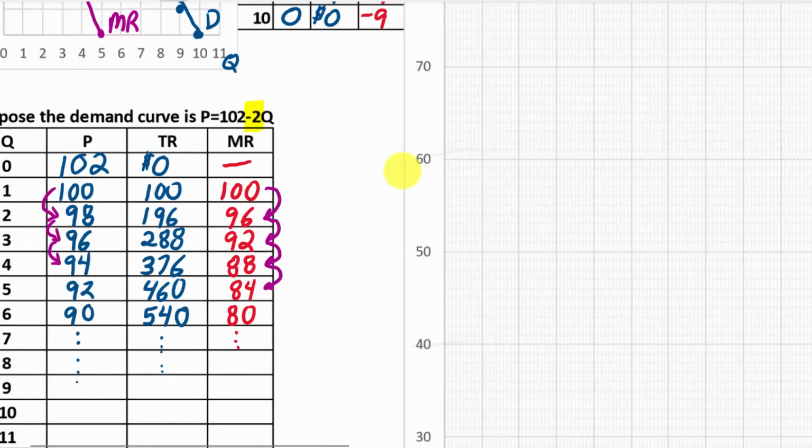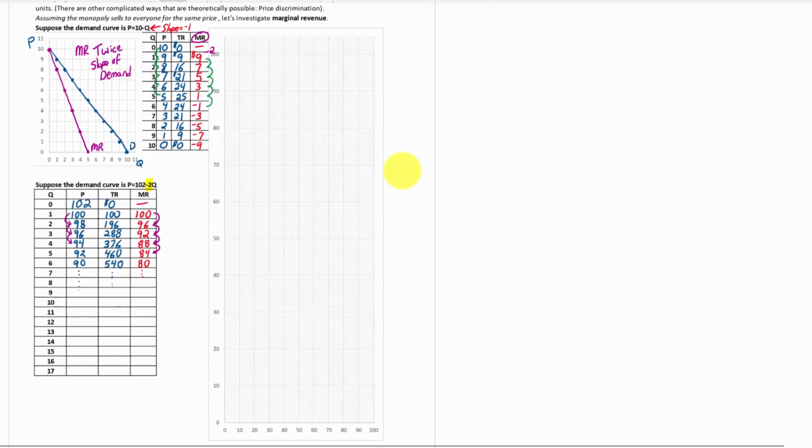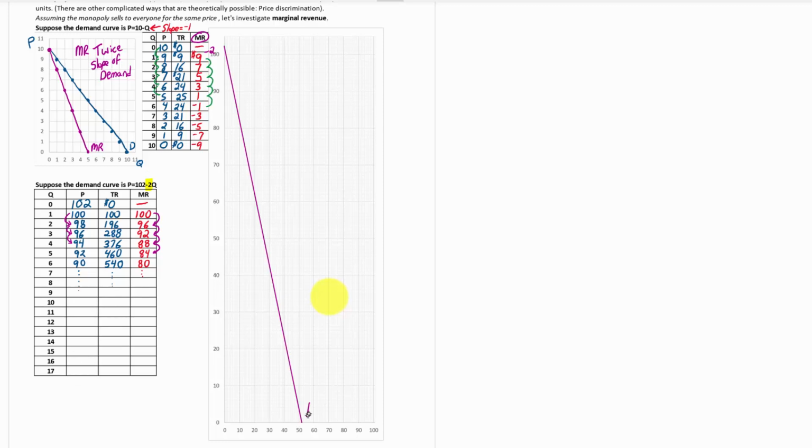So if we go over here and we want to graph the demand, I'm sorry this is so small, but if we want to graph the demand and the marginal revenue, this is what the demand curve is going to look like right here. The y-intercept is up here at 102, and then since it goes down at a slope of -2, the x-intercept down here is going to be at a quantity of 51. So quantity on the x-axis, price up here on the y-axis, as always with demand curves. What is the marginal revenue curve going to look like? Let's graph that in red.